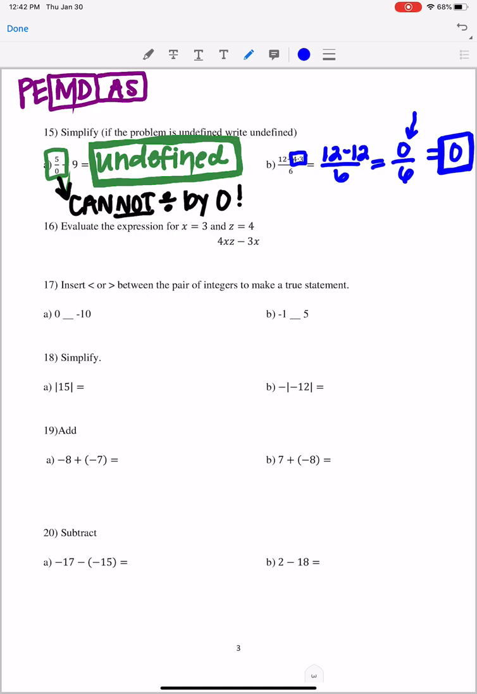Okay, and just like your integer rules, there's not an easy way or a trick to memorize this. You just have to. 0 on the top is okay. It is not okay on the bottom.